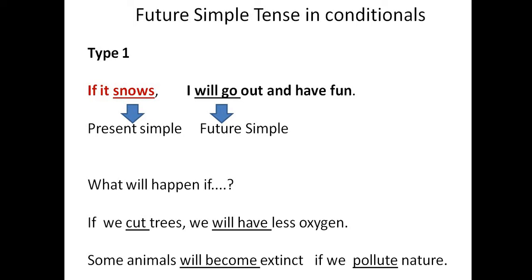Naravno, poštujemo raspored vremena. U glavnom delu imamo will plus glagol, a u if delu, u ovom zavisnom delu koji ne može da stoji samostalno, zavisi od ovog glavnog dela po značenju, u if delu ide uvek present simple. Dakle, neke životinje će biti istrebljene ako zagađujemo prirodu. Or, if we pollute nature, some animals will become extinct. Okay.